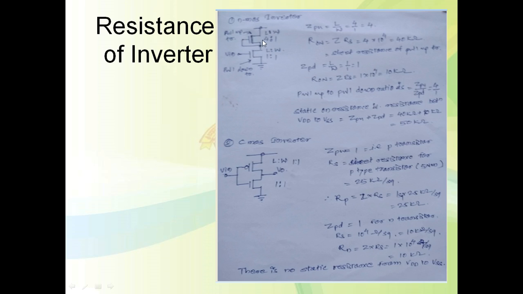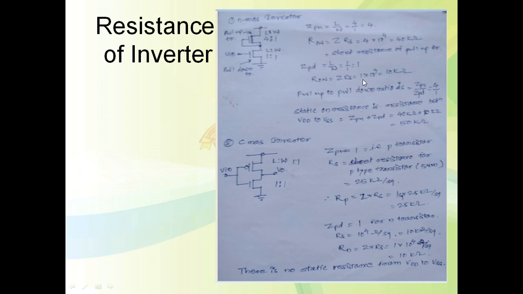But resistance will depend upon the n-type transistor and the length to width ratio. The length to width ratio is 4 to 1 for the pull-up transistor, and for the pull-down transistor it is 1 to 1. So ZPU means Z pull-up, the length to width ratio of the pull-up transistor, L by W is 4. The on-state resistance of this pull-up transistor is Z into RS, so 4 into 10 raised to 4 is equal to 40 kilo ohm. This is the resistance of the pull-up transistor. What is the resistance of the pull-down transistor? It is again the length to width ratio Z into RS.